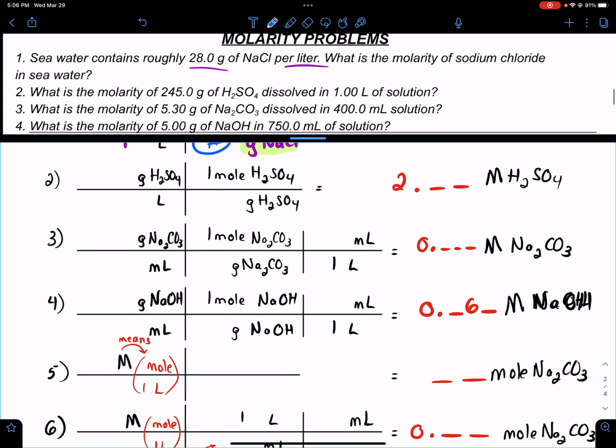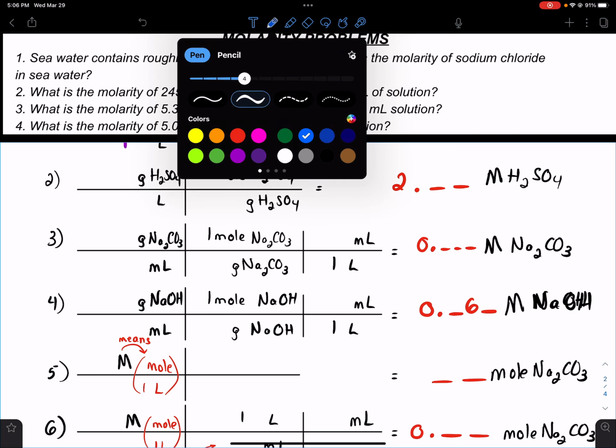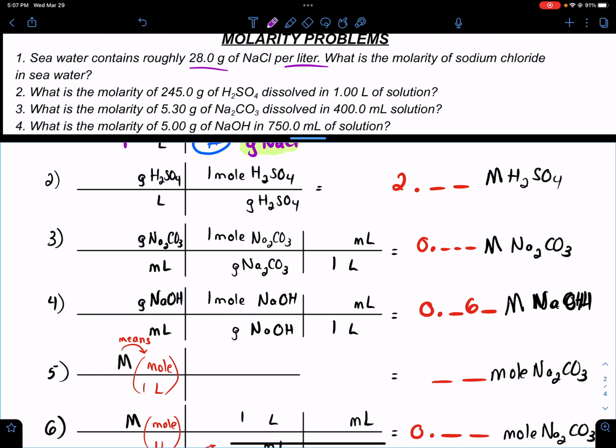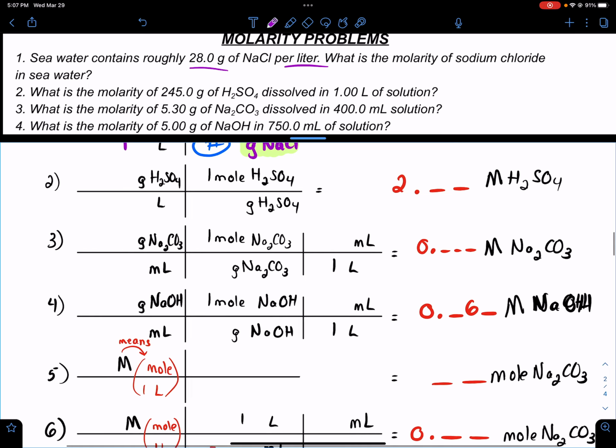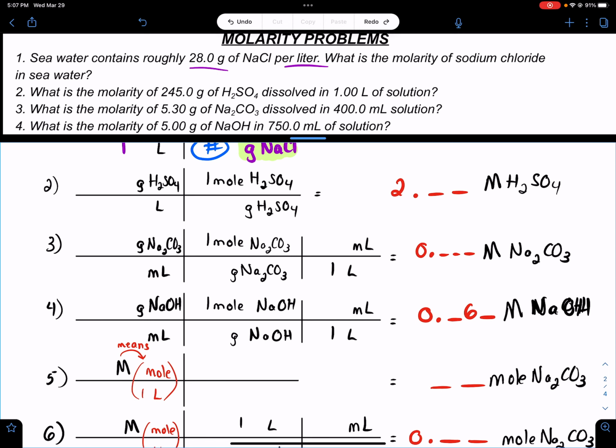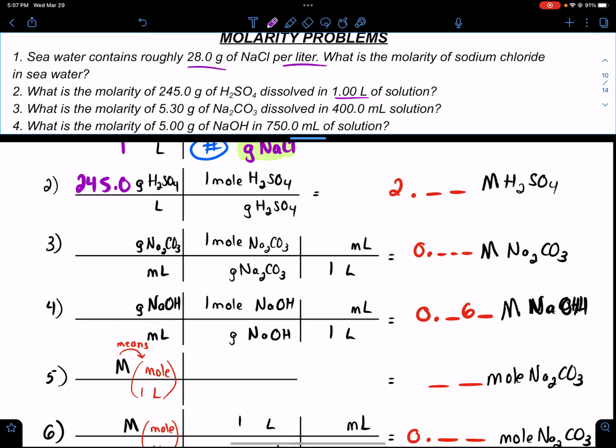Question 2 says, what is the molarity, all right, molarity, amount of solute dissolved in a solvent? It says that you have 245 grams of, and this is sulfuric acid. Don't get the stuff on you. If you do, it's going to feel like needles poking at you. You have to use cold, soapy water to get rid of it. So you have 245.0 grams.